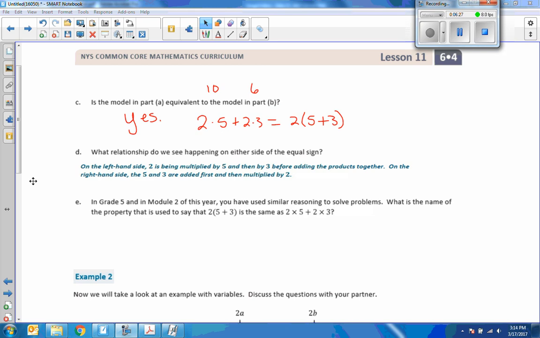E says in grade 5 and in module 2 of this year, you have used similar reasoning to solve problems. What is the name of the property that is used to say that 2 times the quantity 5 plus 3 is the same as 2 times 5 plus 2 times 3? And the name of the property is, so you already know this, the distributive.